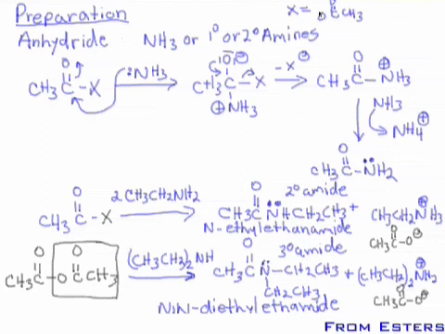Is it possible to, instead of using X as chloride or X as carboxylate for an anhydride group, could we use OCH3 for X? That is, could our X be a molecule of an ester?